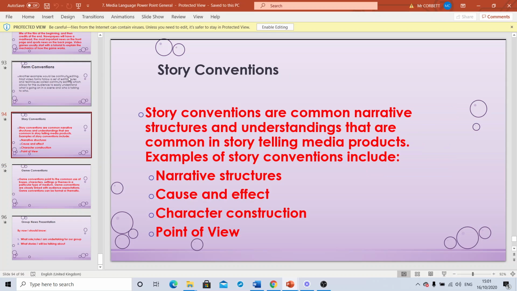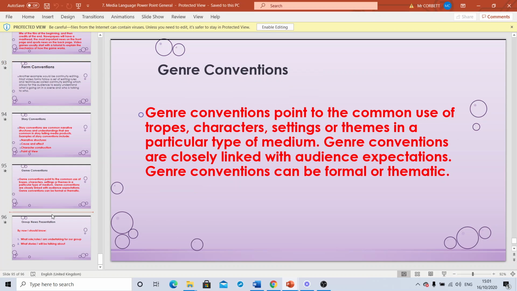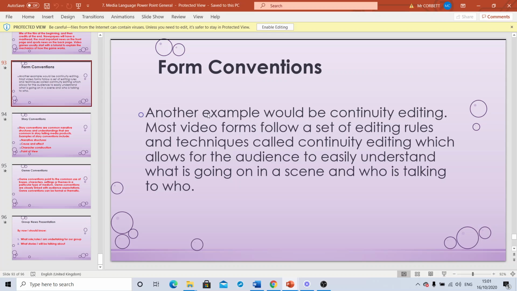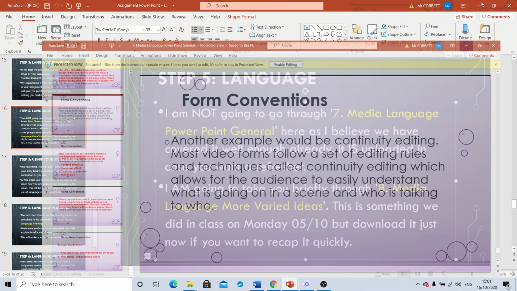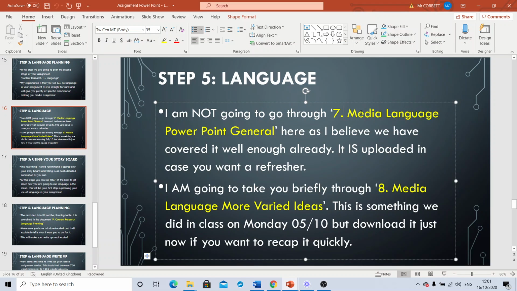to something about a group news thing for a different class. But apart from that, it runs down to form conventions. So have a look through that yourself. It's got a lot of good ideas. It is uploaded, and I do strongly recommend you have it there so that if you're struggling for what to annotate your storyboard with, for instance, you can have a look at it. But I will very, very briefly take you through media language, some more varied ideas.